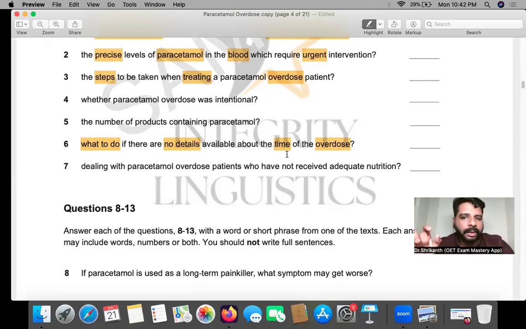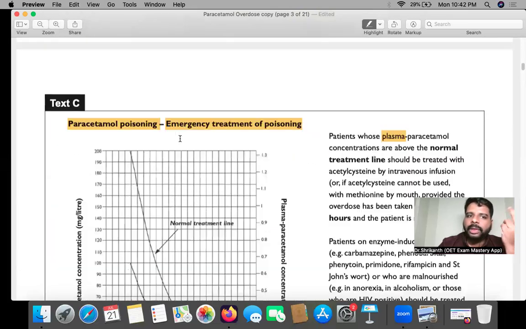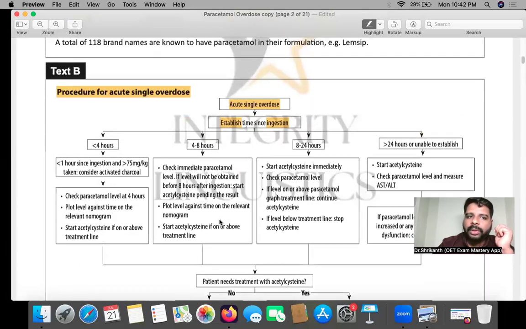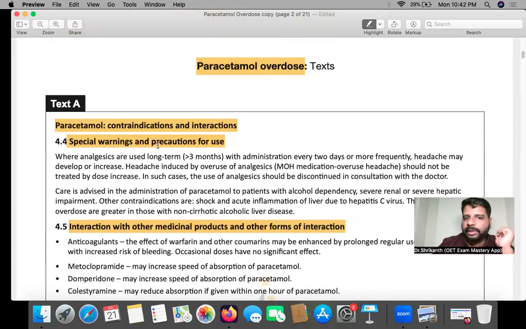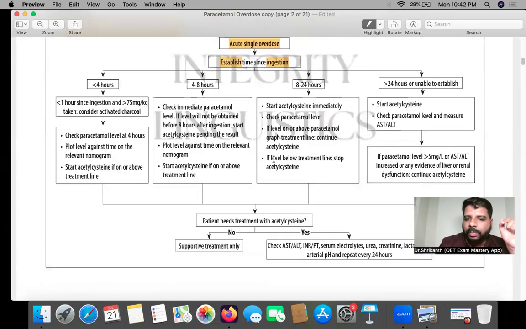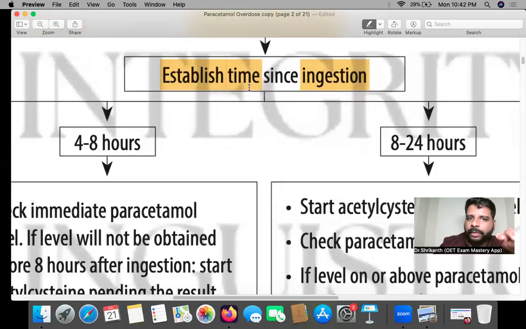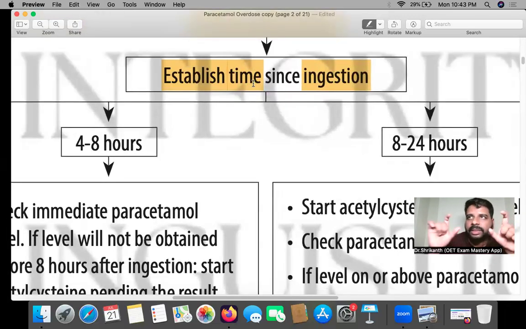So what is the keyword over here? Time. Okay, so we don't know when the patient took the paracetamol overdose. And in that case, what should you do? So what is your intuition telling you? Do you think the answer will be in clinical assessment? Or emergency treatment? Or contraindications? No. Your mind will tell you, okay, we saw a flow chart, right? We saw a flow chart. And what did we see over here? See, unable to establish. Now see over here, establish time since injection. So this is the keyword. Your intuition should tell you, okay, this is where the answer is.